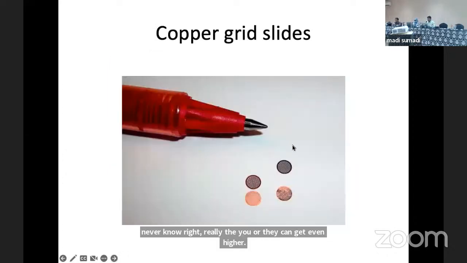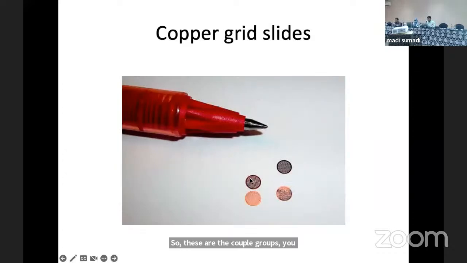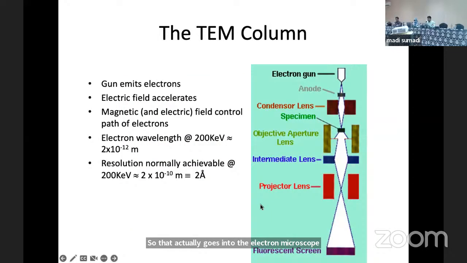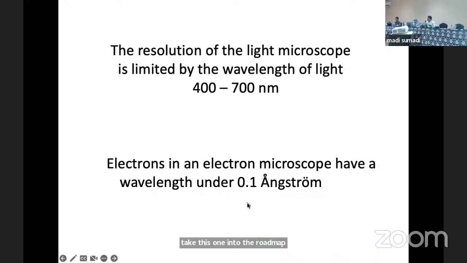So these are the copper grids. These copper grids are coated with a coating called Formvar coating, so that these very thin slices sit on the copper grids and can go into the electron microscope. So right now we have the thin sections on the copper grid, and we take this into the electron microscope, and you see the structure.